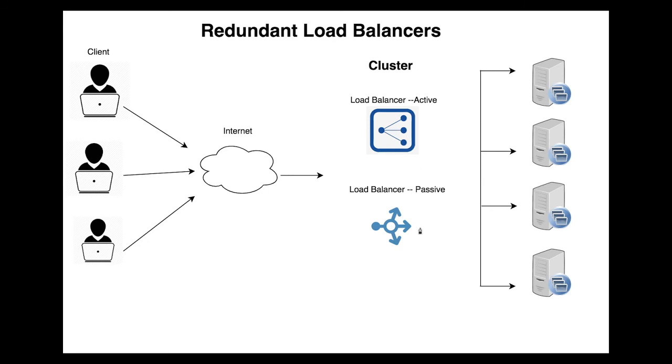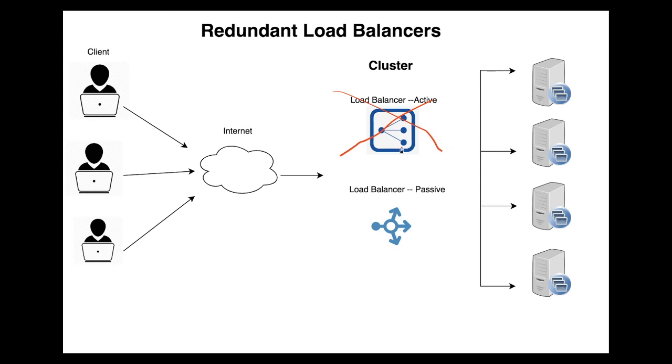But basically, these two load balancers in this very simple cluster are monitoring each other. And this top one is the active one right here, right? And this other passive one is not being used. So for whatever reason, this one fails, right? I'm going to draw an X through that.